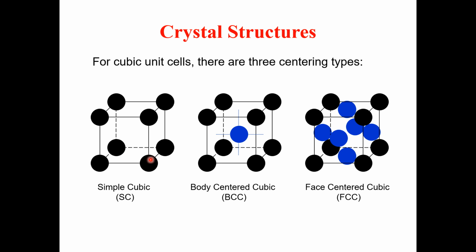The example is simple cubic, because the atoms are simply located at the corners. We have body centered cubic, because along with the corners we have an atom at the center of the body, so we call it body centered cubic. And we have face centered cubic, because along with the corners we have atoms located at the center of each face of the cube. So that's why we call that face centered cubic.